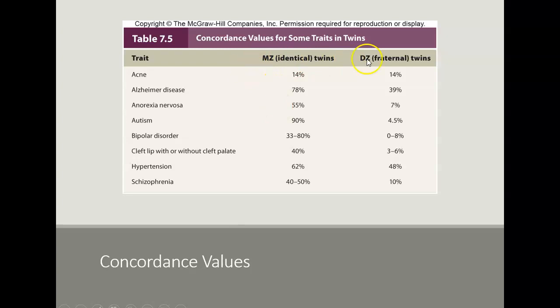Okay, so here are concordance values. Again, the higher the concordance value in monozygotic twins, the more likely there's a genetic component here. So again, things like Alzheimer's disease really stick out. Autism really sticks out. Bipolar disorder, cleft lip, hypertension, schizophrenia. So all of these have much higher concordances for monozygotic twins than they do for dizygotic twins, which means, again, there's a large genetic connection here.